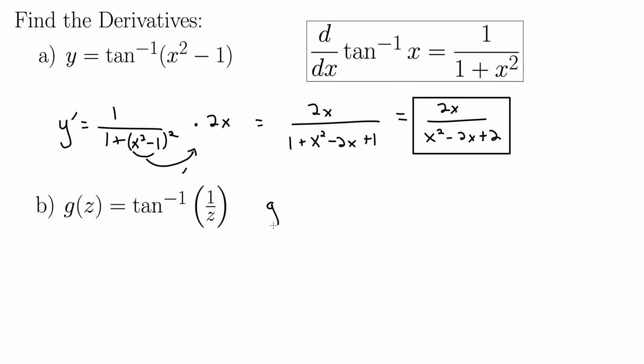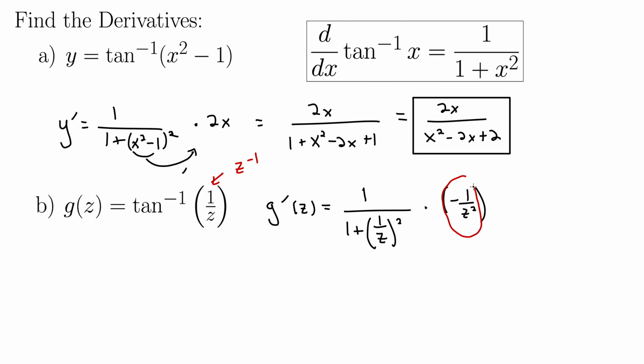Okay, so the derivative here is g prime of z equals, okay, well, 1 over 1 plus, instead of x squared, we have 1 over z quantity squared, times negative 1 over z squared. Now, where did I get that? Well, you can treat this as z to the negative 1. So when you go take the derivative of it, the negative 1 comes down, you subtract 1, giving us negative z to the negative 2, which I've written here in a slightly different form.